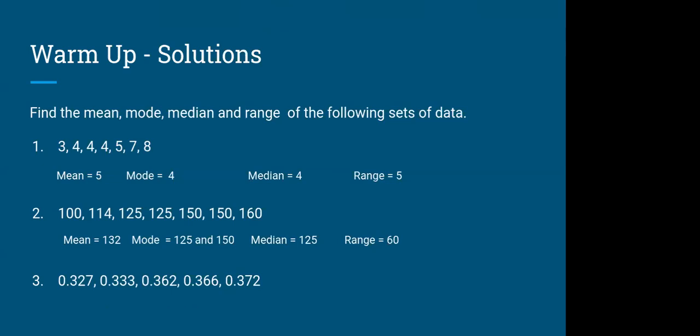Well, I was going to say that because it doesn't have any repeating numbers, the mode is none. Exactly. Yes. The mode is none because there are no repeating numbers. Absolutely. The median is 0.362. Okay. What about the mean?